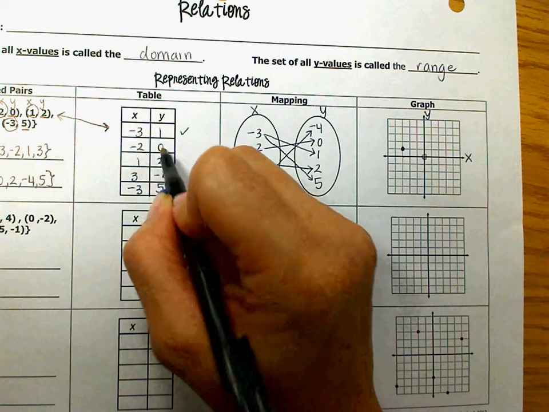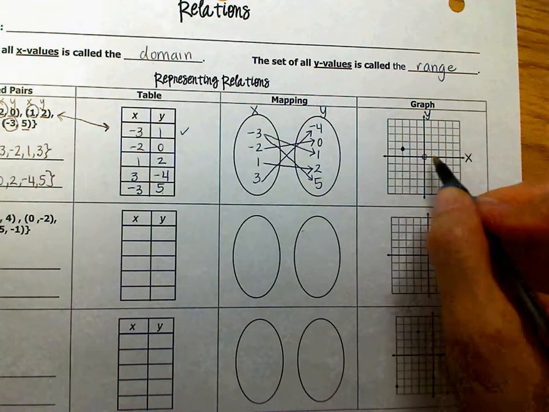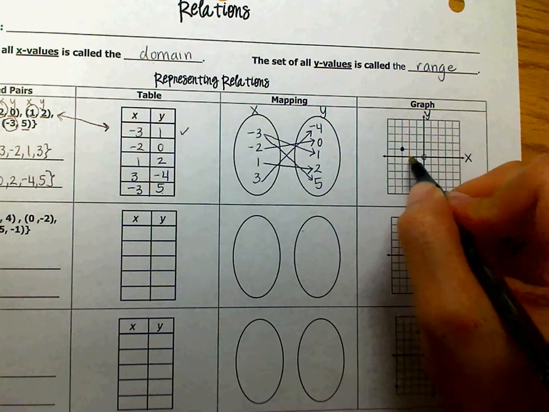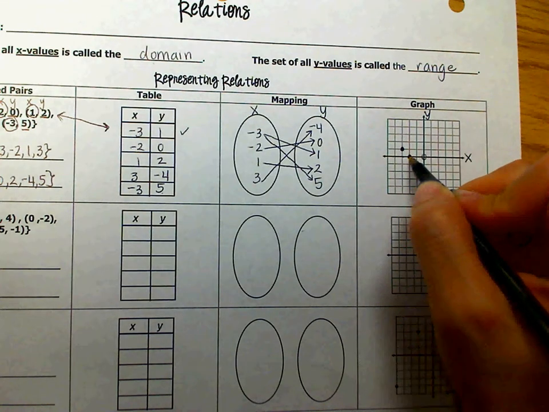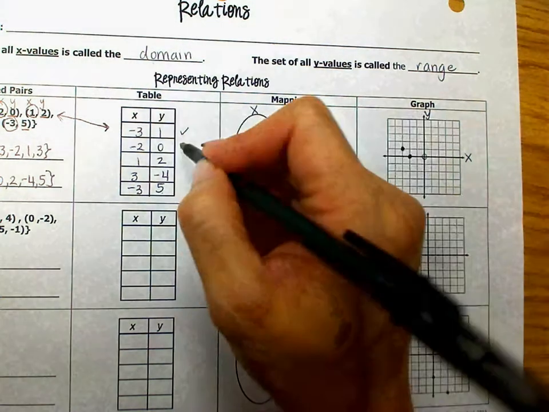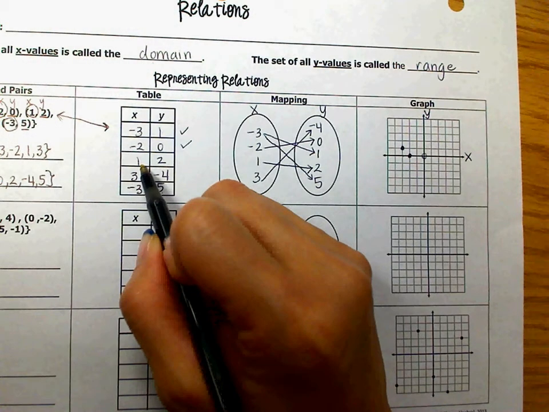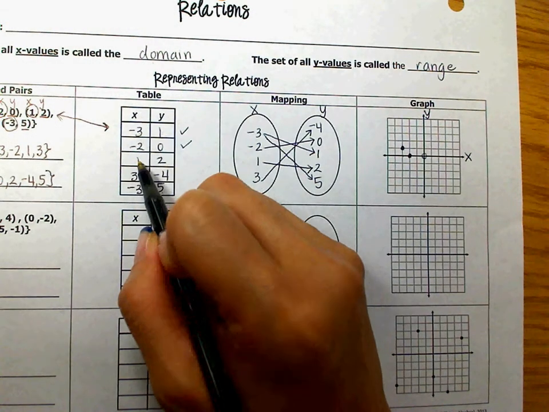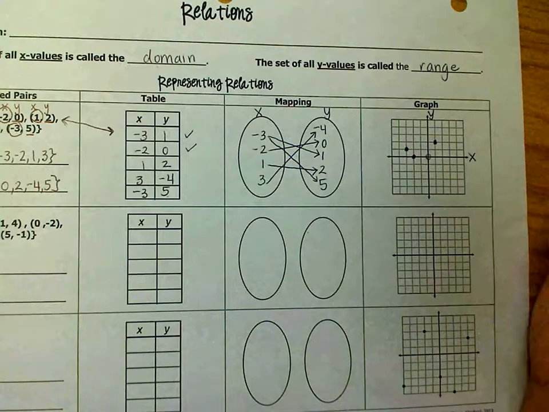-2, 0. Well, the x is negative, and remember, x only goes left and right, so you have to go left 2 because it's negative. And then the y tells you to go up or down, but it's 0, so you don't go up or down at all, and you just stay on the x-axis. That one's done. And then 1, 2, you go right 1 because this is x and it's positive. So I go right 1 and then up 2 because it's a +2 in the y spot.